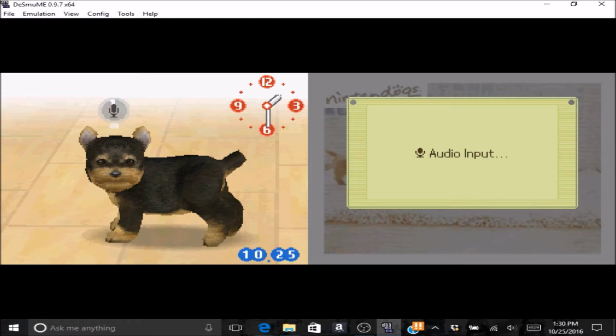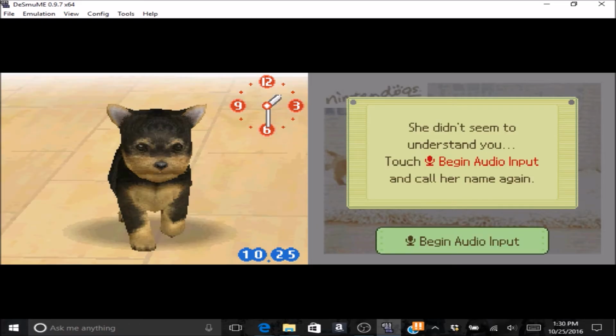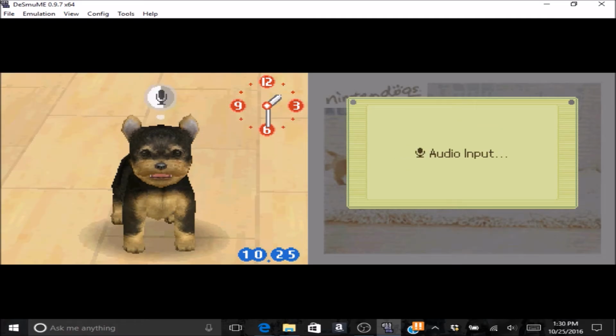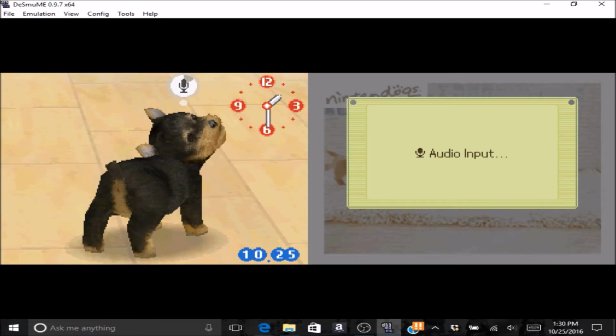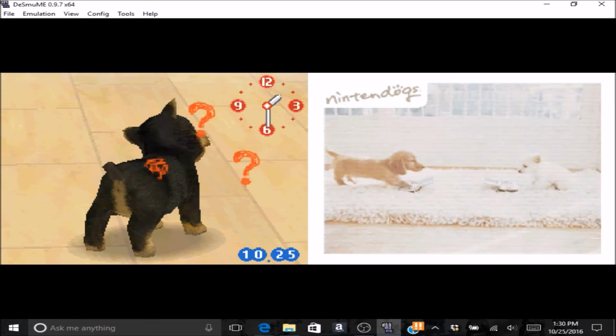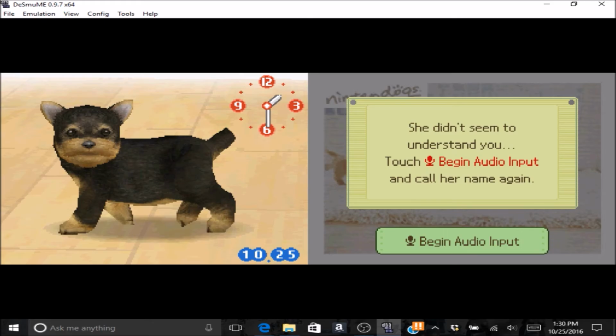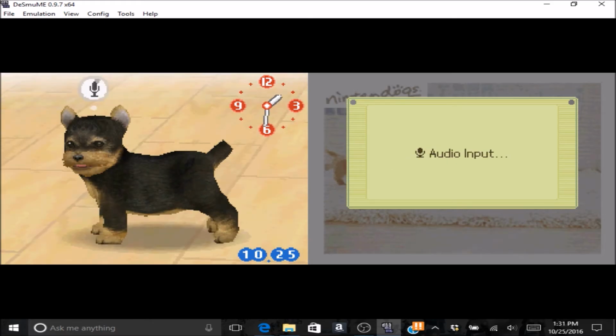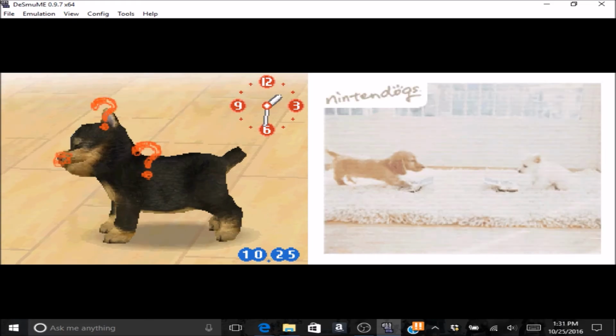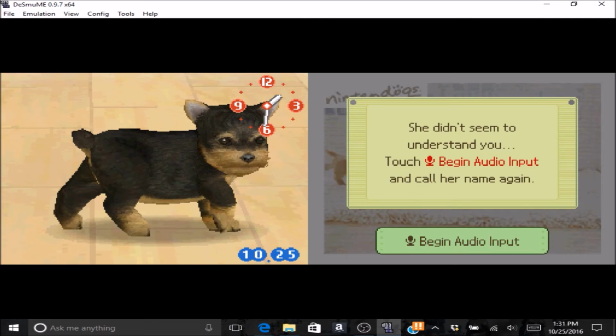She didn't seem to understand you. You touched the mic. Okay, I will. Gertrude! Gertrude! Fuck you. I want a new dog. This one's broken. Gertrude! Bertha! Right, this dog's being a bitch. Doesn't seem to understand you. Gertrude! Fuck this dog. I hate this dog. I want a new one. Stop looking at me like that.